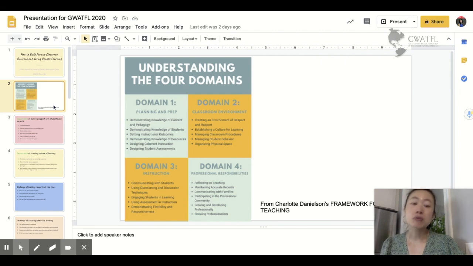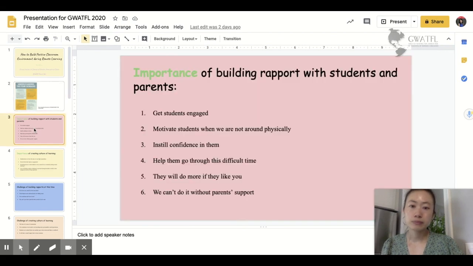So today I'm going to talk about classroom environment under domain 2. And there are a few strands under this category. And today we are going to talk about how to create an environment of respect and rapport, alongside with establishing a culture for learning. So why do we need to build rapport with students and parents, especially during the time of the remote learning?